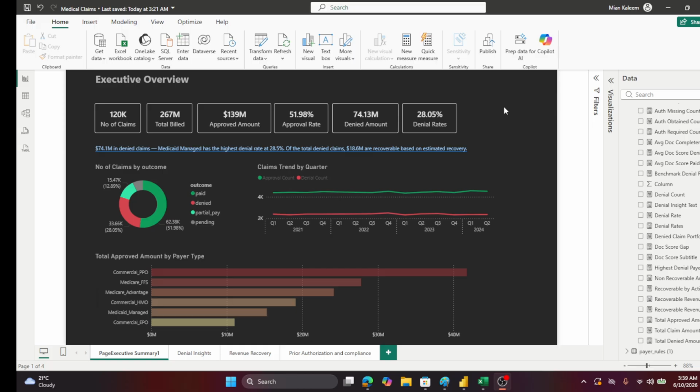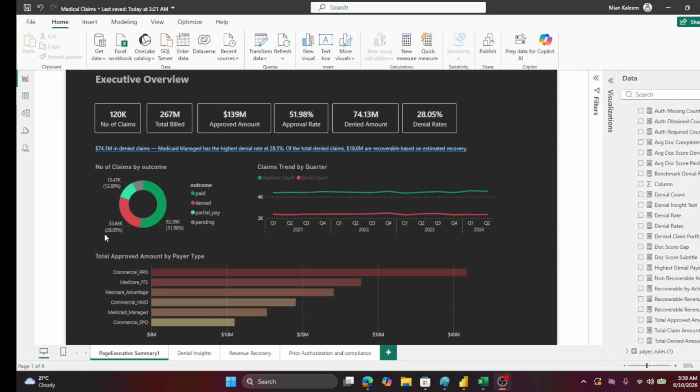So basically, this statement says that 74.1 million is in denied claims. Medicaid managed has the highest denial rate at 28.5. Of the total denied, 18.6 million is recoverable based on estimated recovery.